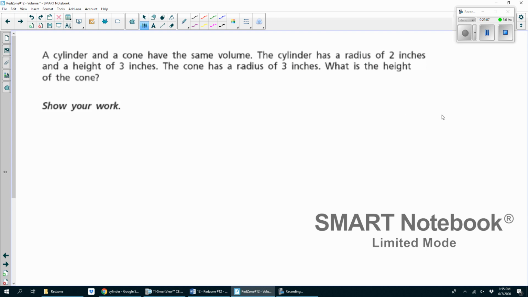A. Cylinder and a cone have the same volume. The cylinder has a radius of 2 inches and a height of 3 inches. The cone has a radius of 3. What's the height of the cone?